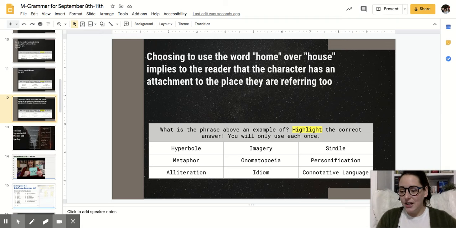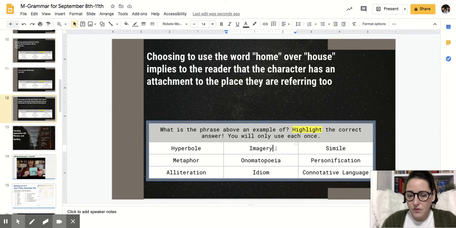Hey guys! All right, let's go ahead and look at what we're doing for grammar today. So, just to review from yesterday, we reviewed what our figurative language examples are. We've got a hyperbole, extreme exaggeration, imagery, painting a picture in your mind using the five senses.